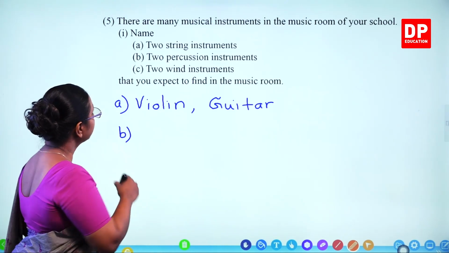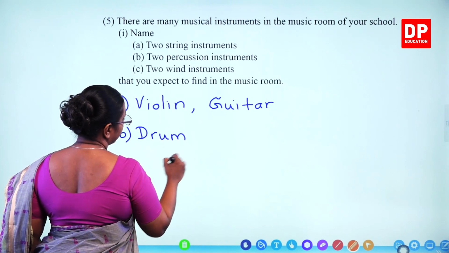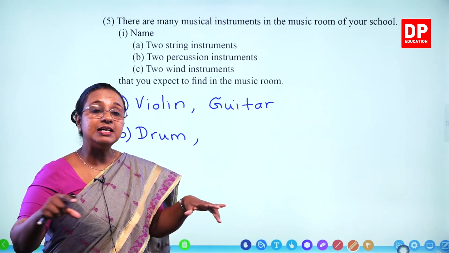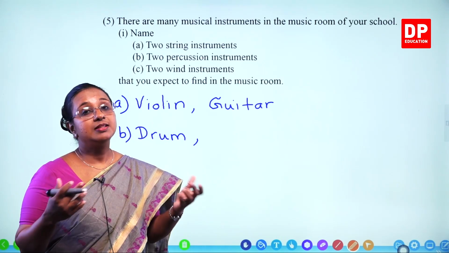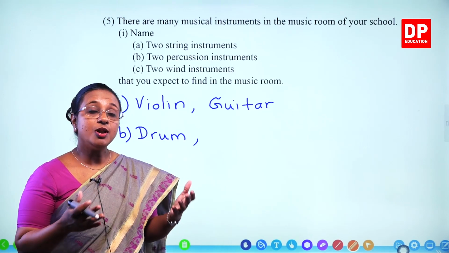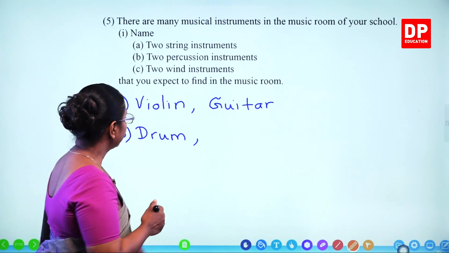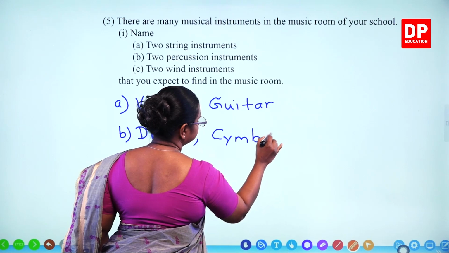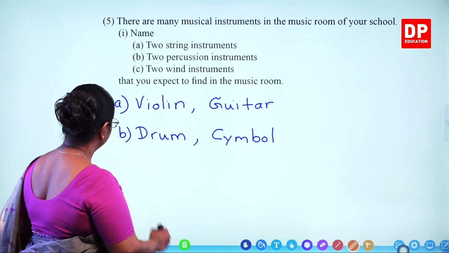So, I will write one instrument. I will write the drum, and an instrument that has a metal surface. You can think of the cymbal or the thalam or thalama. Those, and the xylophone, all have a vibrating metal surface. So, here I will take the cymbal. So, both these are percussion instruments.